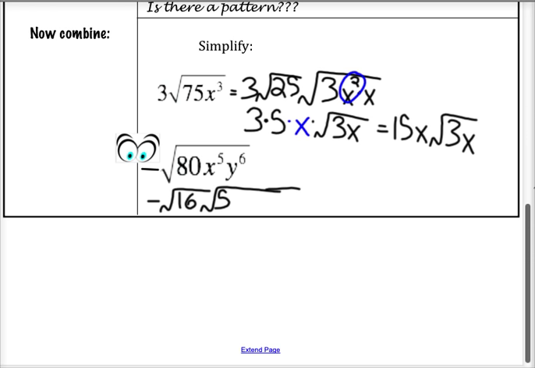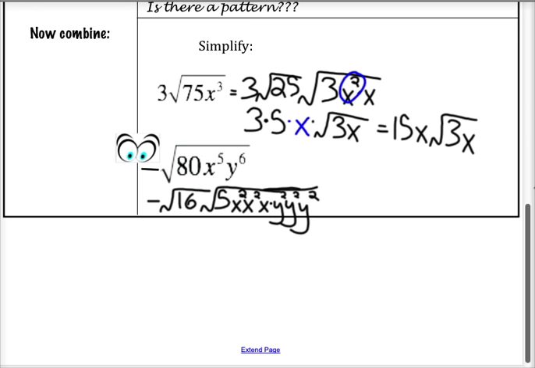And now I need to deal with my variables. So x to the 5 is x squared times x squared times x. 2 plus 2 plus 1 gives us that 5. And y to the 6 is y squared, y squared, y squared. 2 plus 2 plus 2 gives us 6.